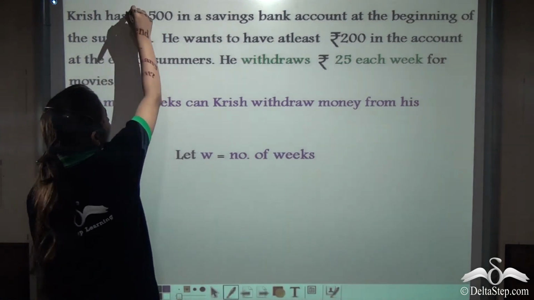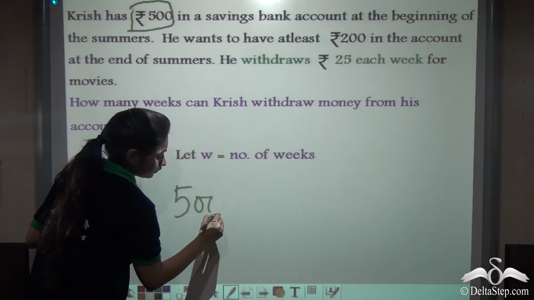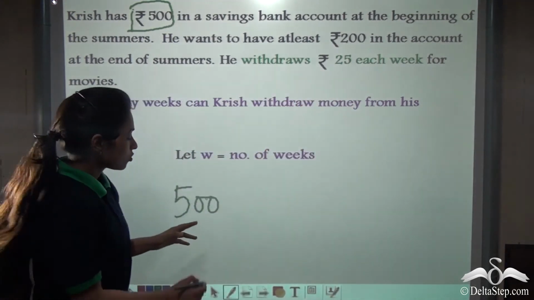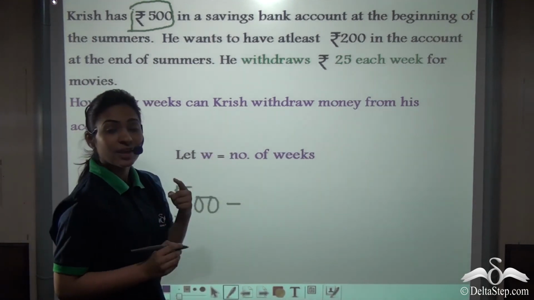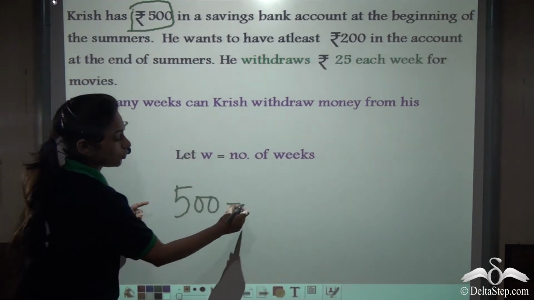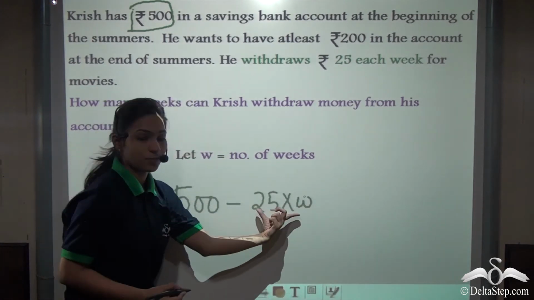First of all, he has rupees 500 in his bank account. So let's write 500. Now he withdraws rupees 25 each week. Withdraws means he takes out, so minus 25 each week. We do not know how many weeks he can withdraw money. So 25 into W, that is the number of weeks. This much money he can withdraw.